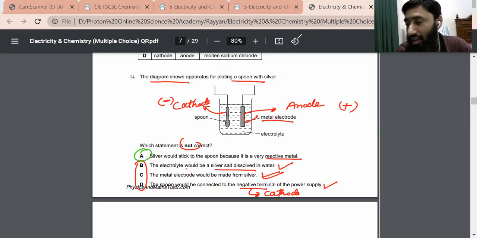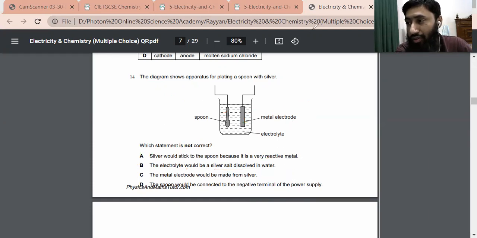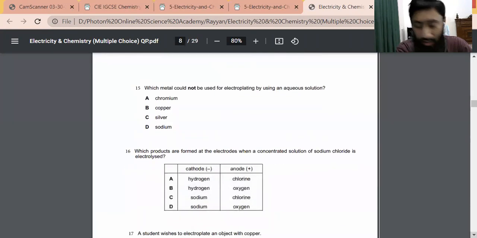So going towards our next question, guys. The next question is which metal could not be used for electroplating by using aqueous solution? Which metal? Chromium, okay, copper, okay, silver, okay, it's sodium.